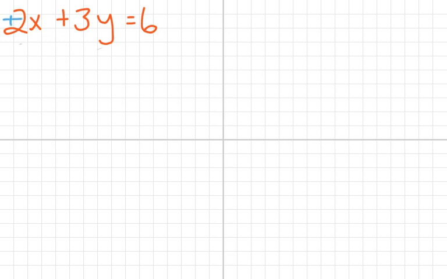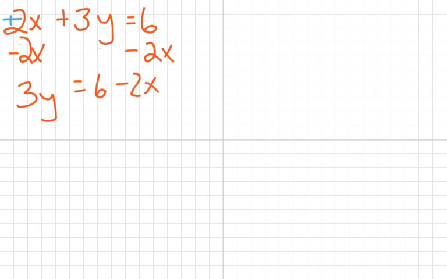So if I am going to solve this for y, I'm going to start with the last thing done and undo that. So I'm going to subtract 2x. If I subtract 2x from the left, I also must subtract it from the right. 2x minus 2x is 0. That's why it cancels out. Bring down the 3y, and then we have minus 2x.